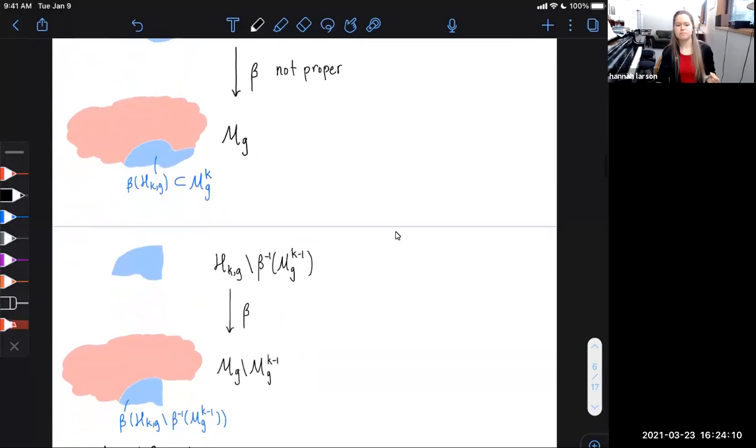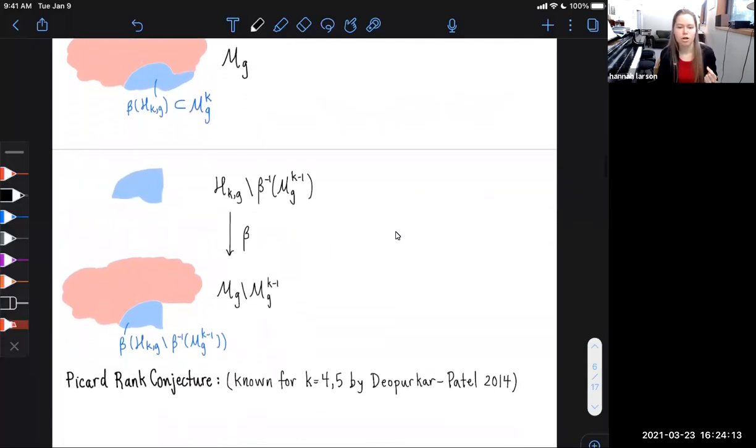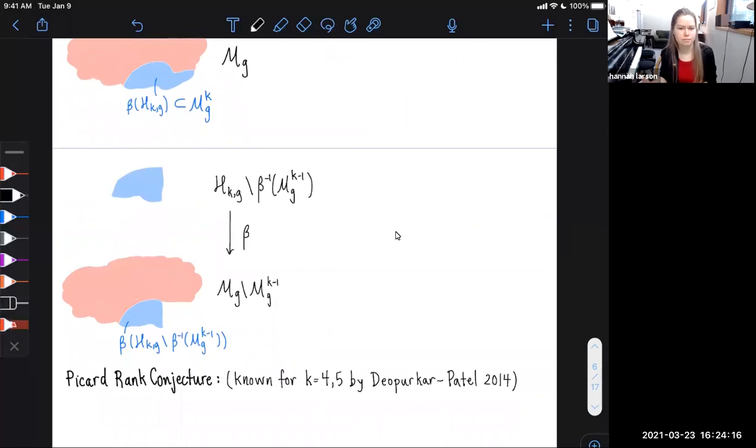But we can make this map proper by just throwing out all of the curves that have lower gonality. So here now I have H_{K,G} minus the pre-image of M_G^{K-1} mapping to M_G after I throw out M_G^{K-1}. And here, the image of this map in blue is M_G^K minus M_G^{K-1}. And this map is proper.